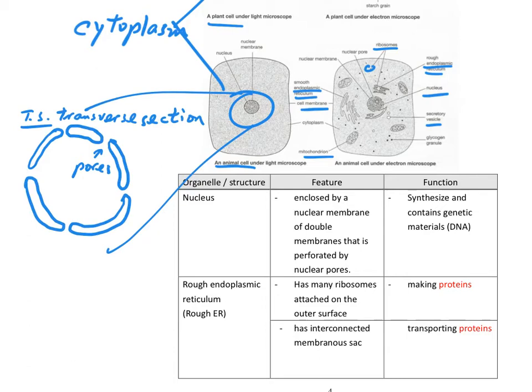These pores allow exchange of materials between the nucleus and the cytoplasm. The nucleus contains DNA, the genetic material of a cell. DNA carries genetic information which controls the activities of the cell. The activities literally means the chemical reactions, it doesn't mean some moving activity. No, it means chemical reactions.